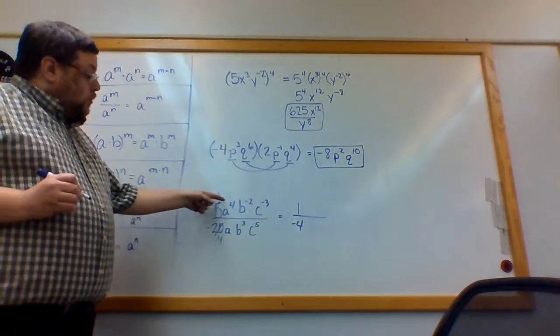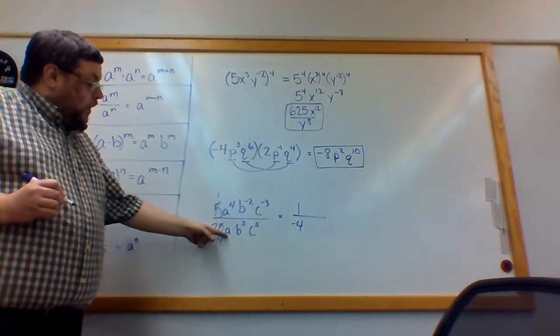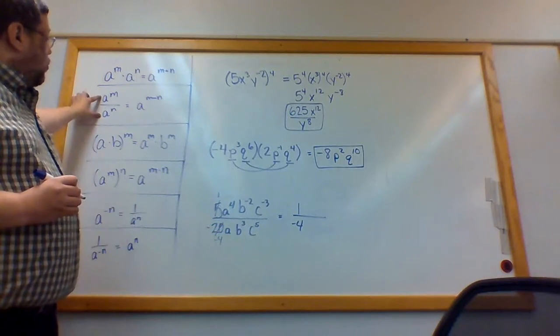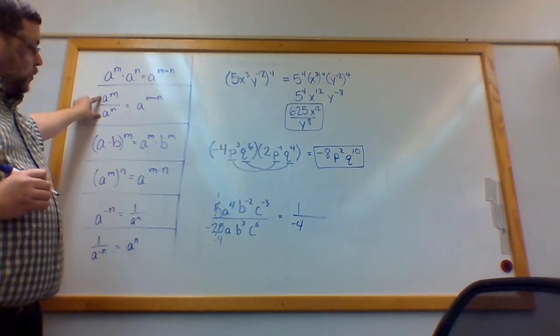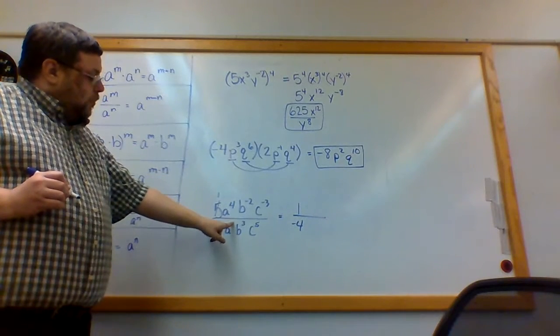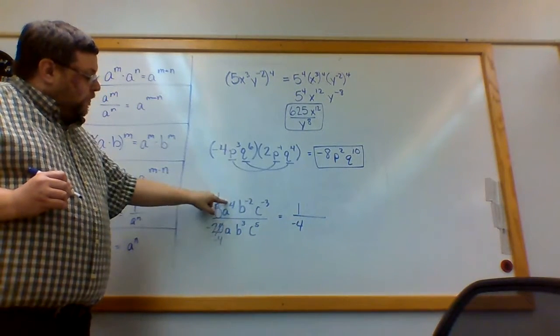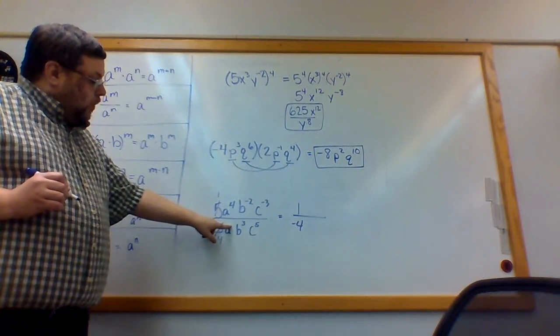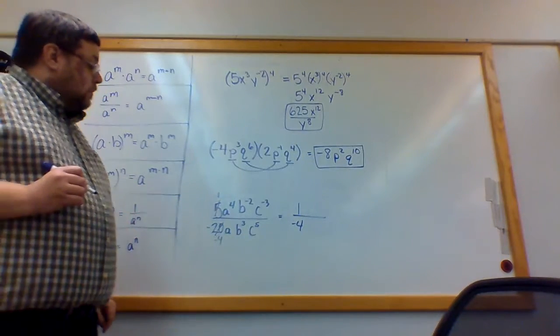Now the A's, there's 4 on top and 1 on bottom. So this rule says we subtract those. This one does not have a power written on it, but we know that that means it's a 1. So 4, take away 1, leaves me with 3 A's.